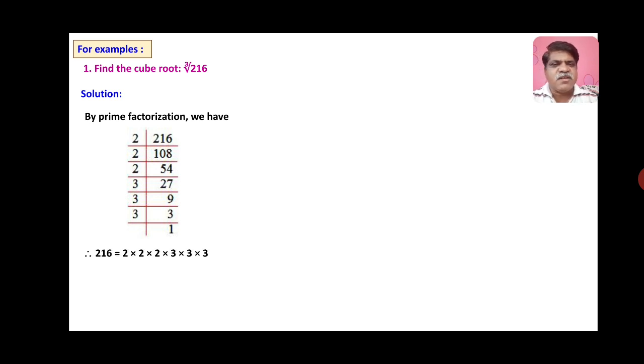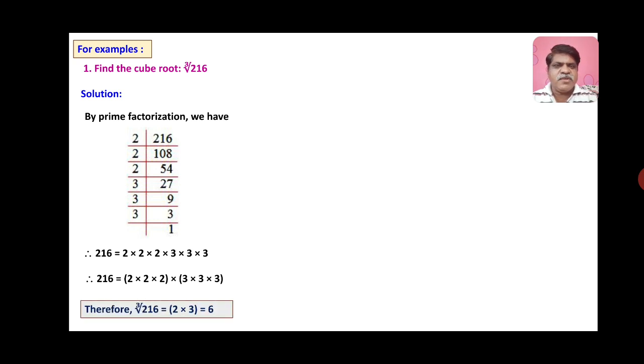We will express it in the horizontal way. Therefore, 216 is equal to 2 into 2 into 2 and 3 into 3 into 3. Therefore, 216 is equal to, in one bracket, 2 into 2 into 2, 3 into 3 into 3. Otherwise, you can write 2 into 3 in one bracket, 2 into 3 in another bracket, 2 into 3 in a third bracket. Like that also you can express it. So, here we will get that the cube root of 216 is equal to 2 into 3, which is 6. Let us take one more example.